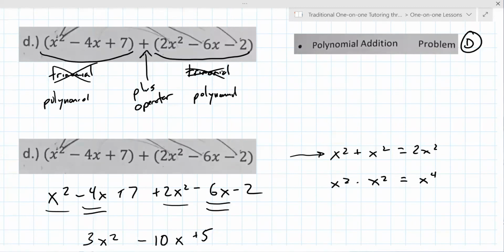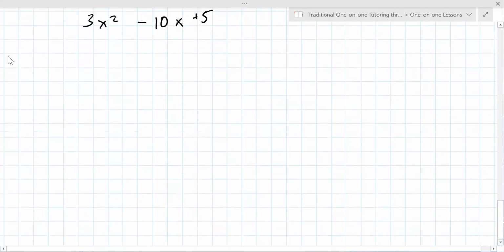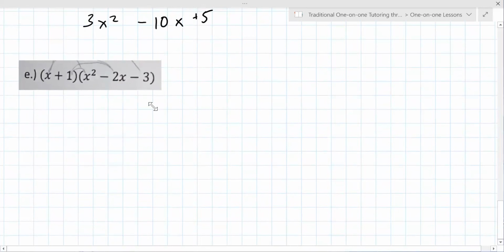All right, okay, let's look at letter E. Wait, so D would be polynomial addition. Yes. I wish I knew what her definition is for the difference between those two. Right, E. Unfortunately, it's poorly written, so you just have to deal with that.